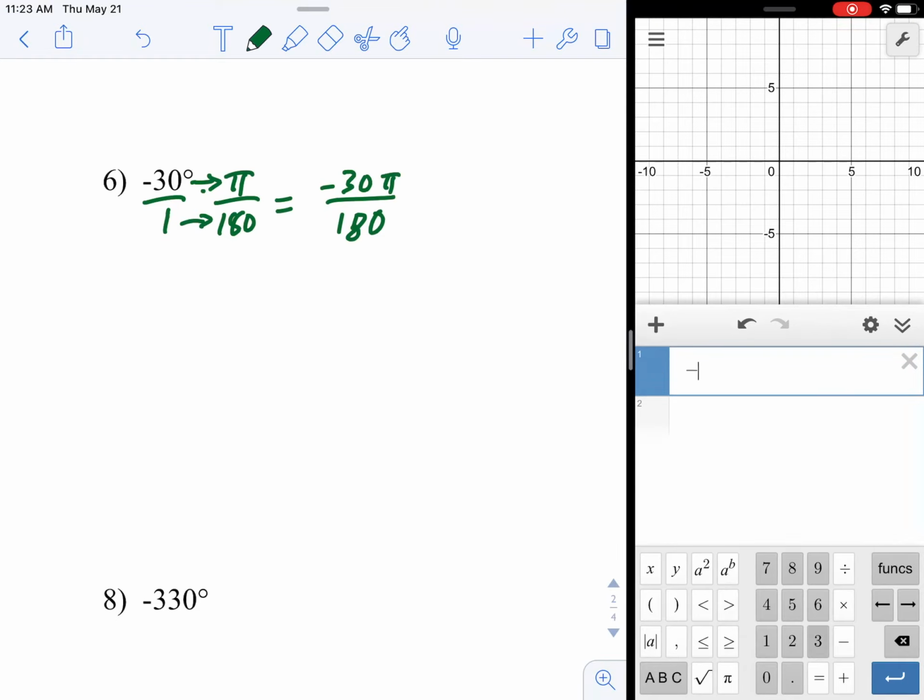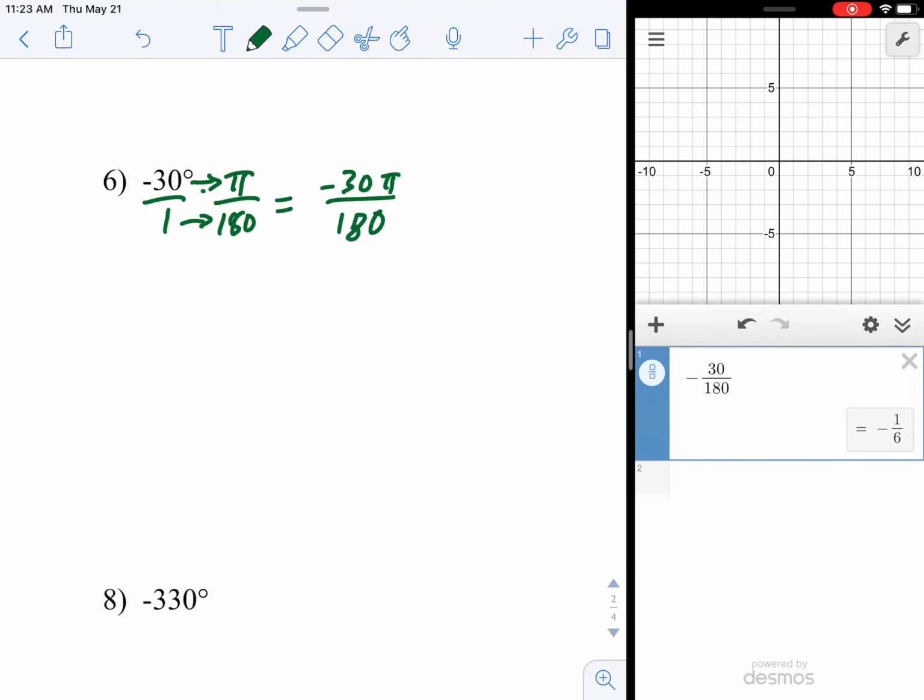So I've got negative 30 over 180, and I hit the fraction button. It works out to be negative 1/6. Again, it brings the negative out front. You put the pi symbol up there with the 1, negative 1 pi over 6, or you can just call it negative pi over 6 because multiplying by 1 really doesn't do anything.